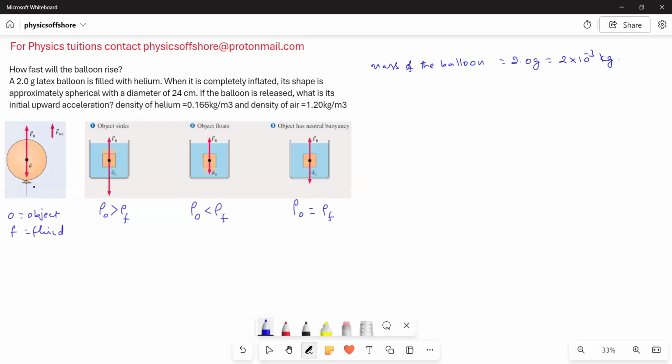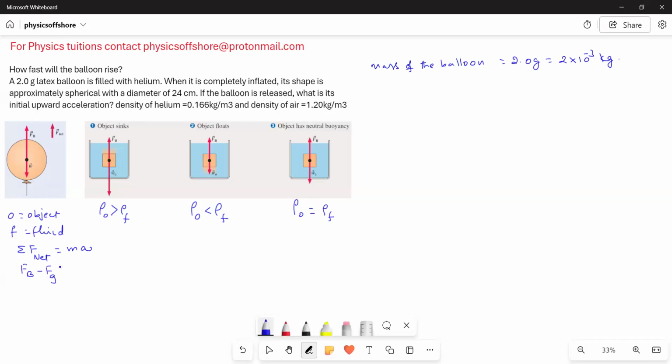Here in this case, we are supposed to find out the acceleration of the balloon. So the acceleration of the balloon means the net force must be there. According to Newton's second law, sigma F is equal to ma. Am I right? So here, what is the net force? The difference in force between the buoyant force and the weight. So Fb minus Fg is the net force.